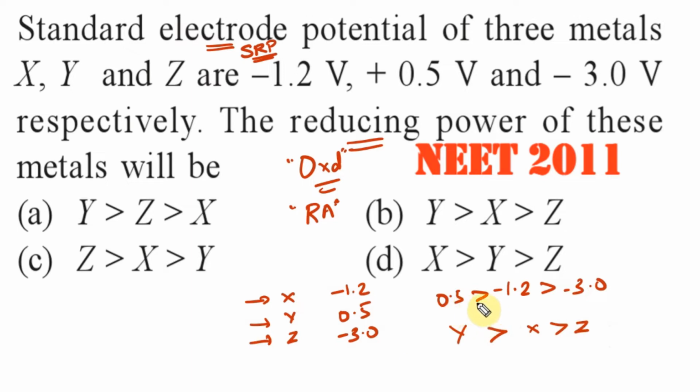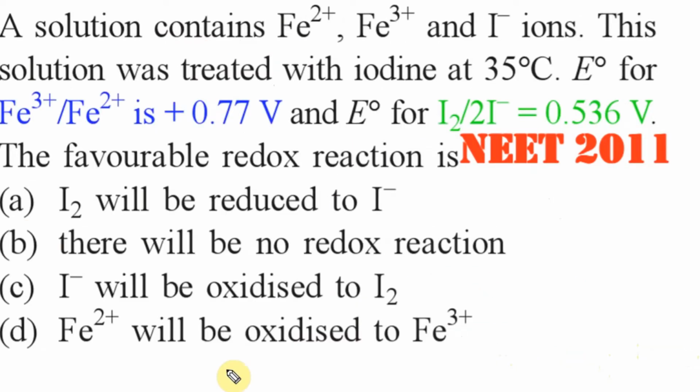This is in terms of standard reduction potential. Standard reduction potential tells you the order of the species trying to get reduced, meaning oxidizing agent. Here they are asking you reducing power, so it will just be the opposite. Y, X, Z. So that will be the reducing agent. So Z greater than X greater than Y. That will be our option, Charlie. This question was also asked in NEET 2011.